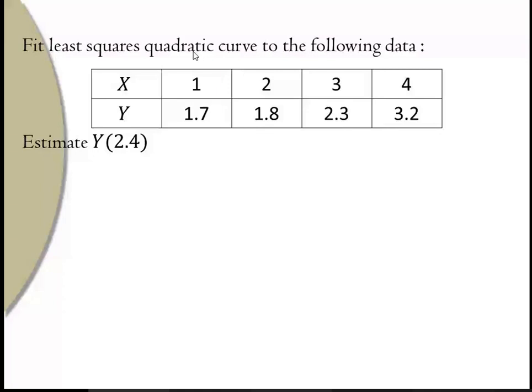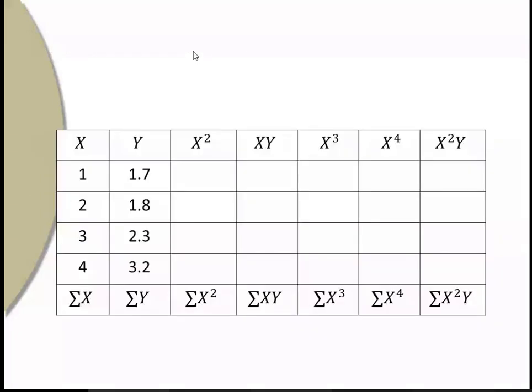And for getting three equations, we need to make some columns in the table. So what are the columns we need? We need to make x square, xy, x cube, x raised to 4, and x square y.